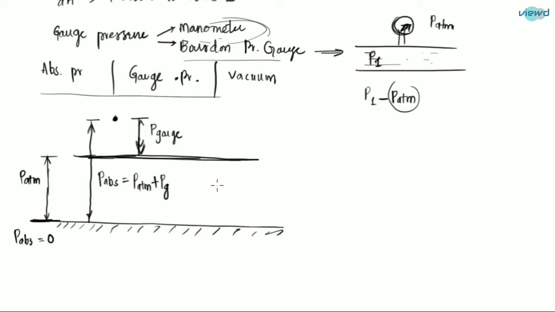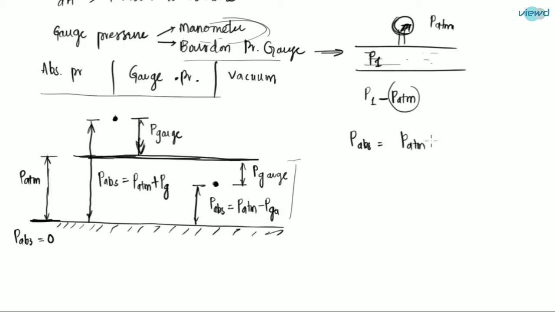What if the pressure is less than atmospheric pressure? This will show a negative reading. This is P gauge. And what will be the absolute pressure? This will be from here to here. This is atmospheric pressure. Atmospheric pressure minus gauge pressure gives us absolute pressure. P absolute is equal to P atmosphere minus P gauge. So from this we can see that P absolute can be P atmospheric plus P gauge, or it can be minus.